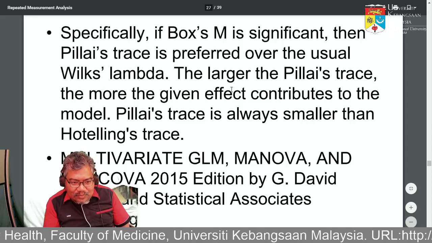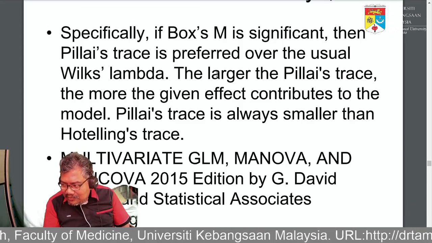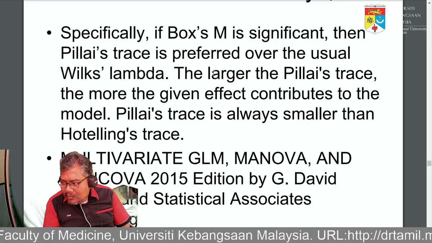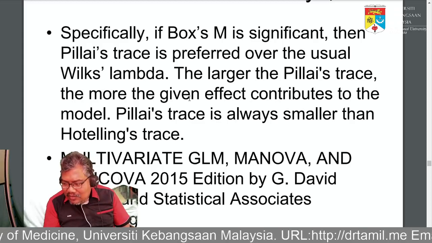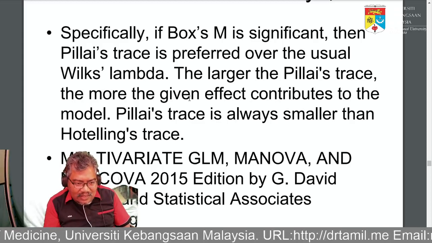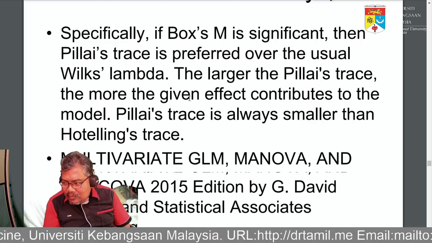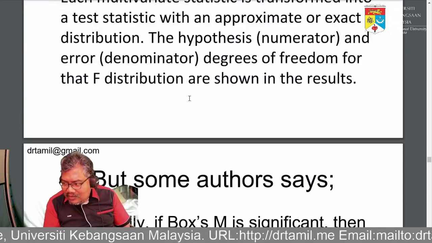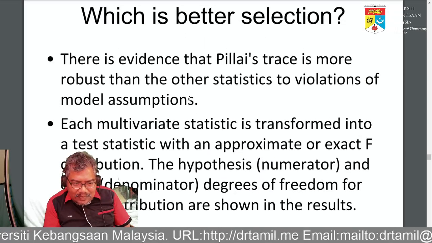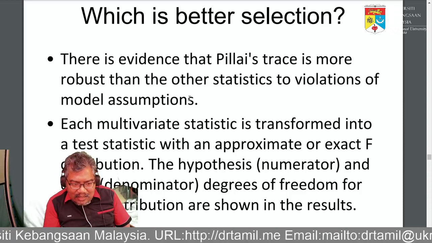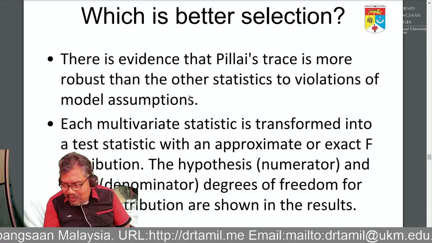So if you're looking at the book by David Carson, David Carson says don't use Pillai's trace, always use Wilks' lambda. You only use Pillai's trace if the homogeneity test is significant. So it's very confusing. It's very hard to decide on all these factors. So on my part, I just follow Wai Chan. Wai Chan says always use Pillai's trace unless they are all totally different. If they are all totally different, then I will use Wilks' lambda.